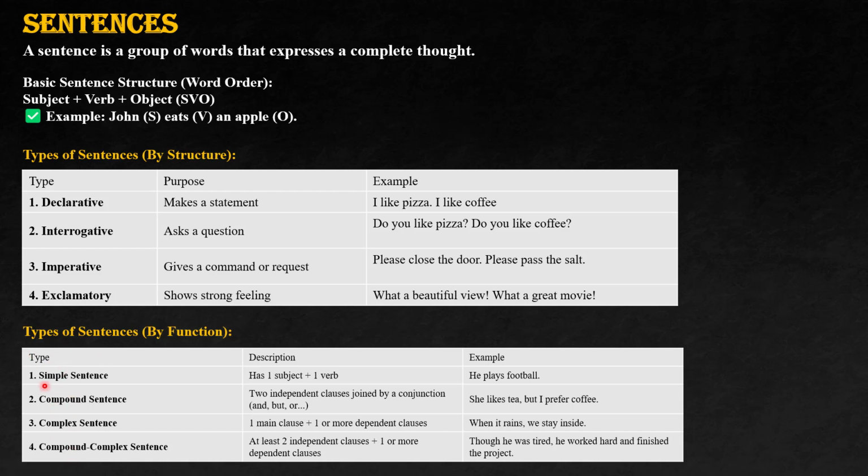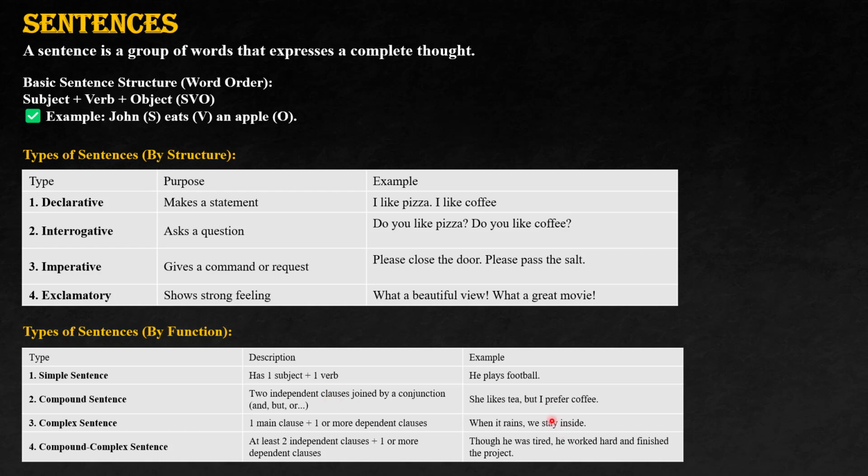The first one is the simple sentence, where we have one subject and a verb. For example, he plays cricket or football, right? Here we have a subject and a verb. Simple sentence. Next is the compound sentence. What happens here is that two independent clauses are joined by a conjunction. What are clauses? They are parts of sentences, a subdivision of sentences. A clause is not exactly a sentence. If you want to form a sentence, a combination of clauses will make the complete sentence.